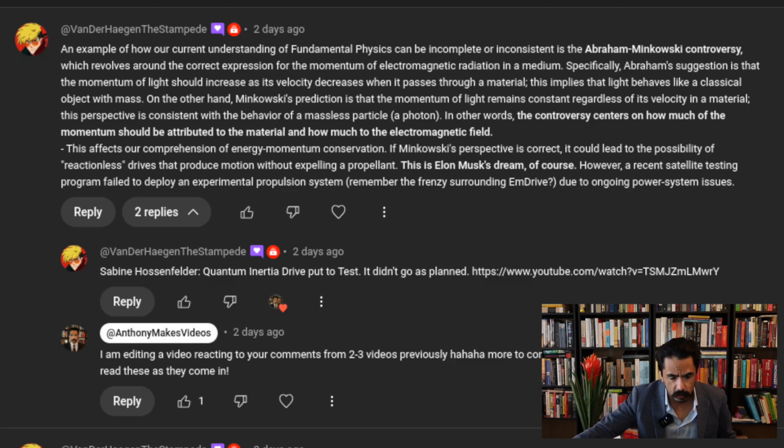If Minkowski's perspective is correct, it could lead to the possibility of reactionless drives that produce motion without expelling a propellant. This is Elon Musk's dream, of course. However, a recent satellite testing program failed to deploy an experimental propulsion system. Remember the frenzy surrounding EM drive? I do not, but I am a little bit familiar with what that is, due to ongoing power system issues.